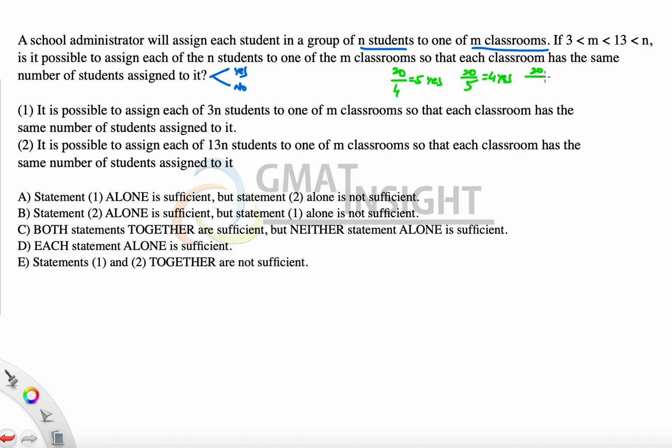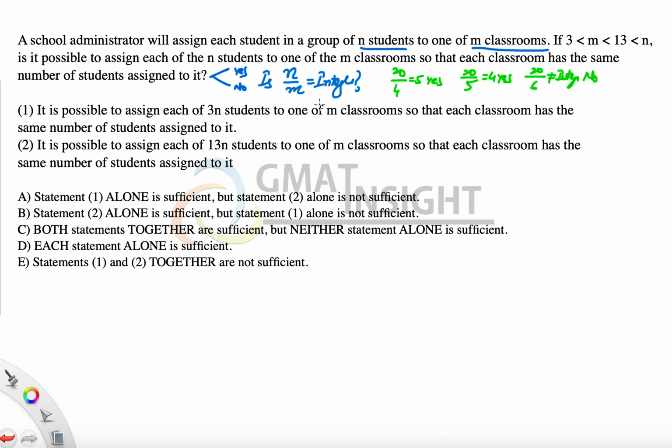And now the next question is, can 20 students be assigned equally to 6 classrooms? Then the answer is no. The reason is that 20 is not divisible by 6. So here the question is precisely asking, is n divisible by m? That means, is n upon m an integer or not? This is the clear-cut question that we should be able to arrive at.